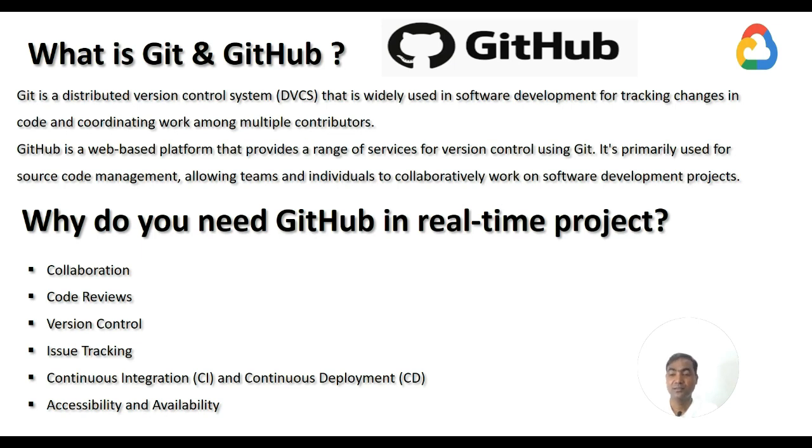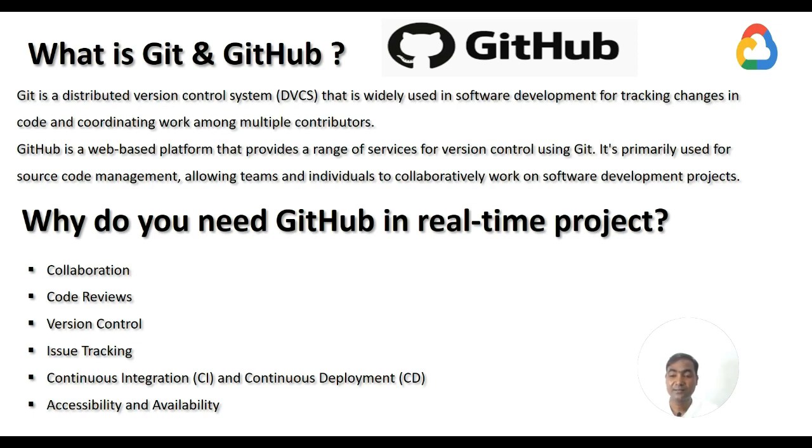And you know guys, why do you need GitHub in a real-time project? As you can see here, some of the points are version control, collaboration, code reviews, issue tracking, continuous integration and continuous deployment, and accessibility and availability. I'll explain one by one so that you can easily understand it. Guys, version control system means it allows you to track changes in your code base over time. This means you can always revert back to the previous version if something goes wrong.